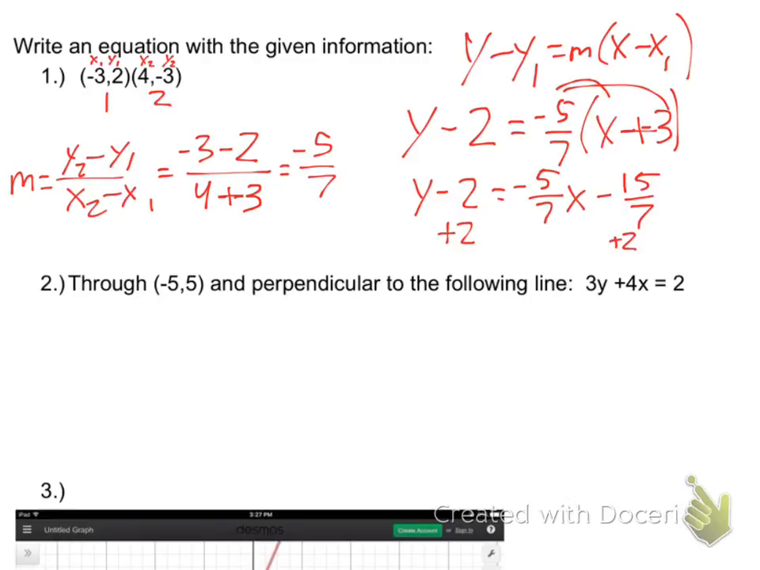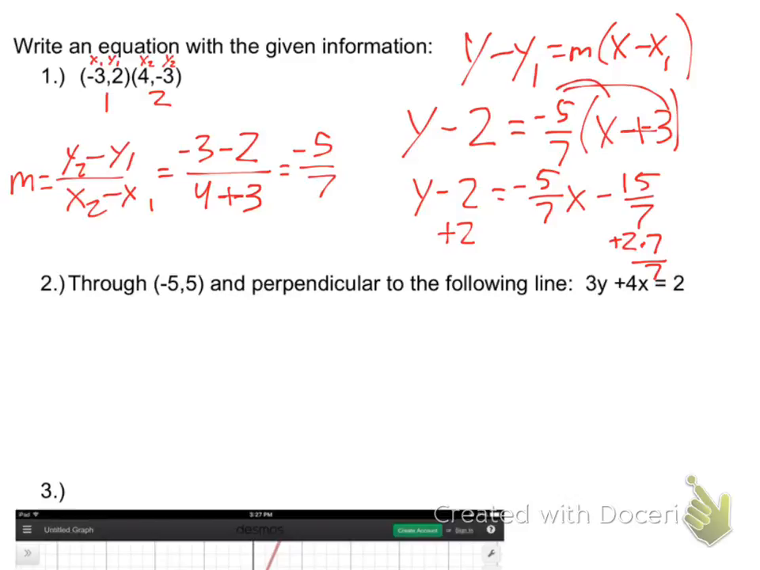Of add 2. Now, the problem is that when I put this 2 together with the negative 15/7, they need to have common denominators. We don't have common denominators. So I need to take the 2 and multiply what? 7 over 7, right? Because it has to be 7 over 7 and multiplied by 1.